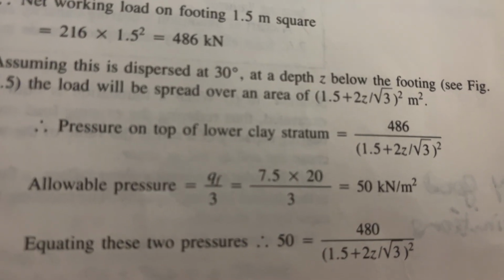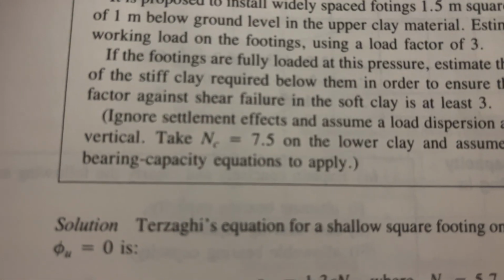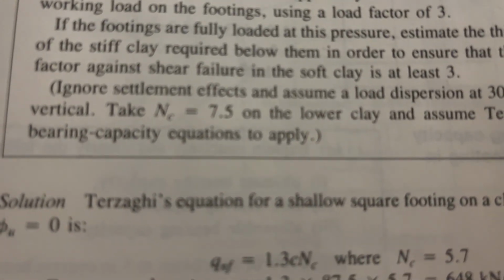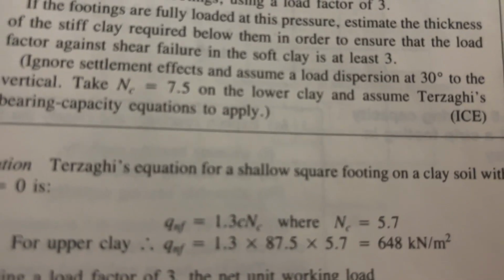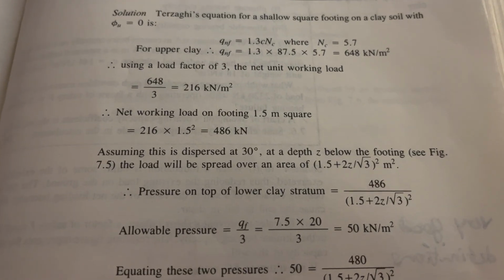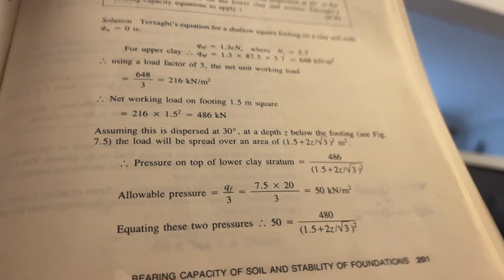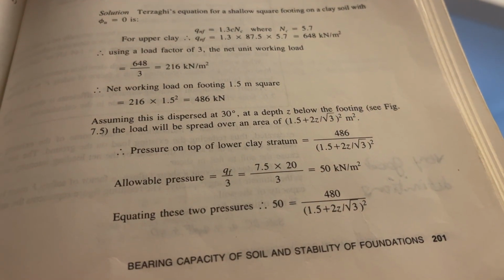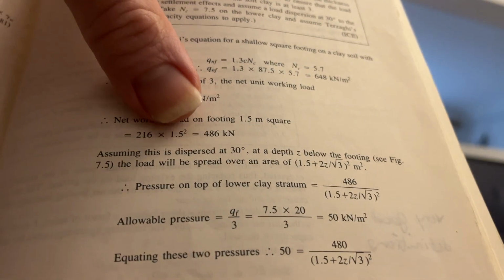Where'd they get 7.5 times 20 there? Oh, sorry, there's NC. NC equals 7.5 on the lower clay, and times 20. Oh, because that's 20 kilonewtons per meter squared times 7.5 on the lower section of clay. They've missed out a step here, haven't they?